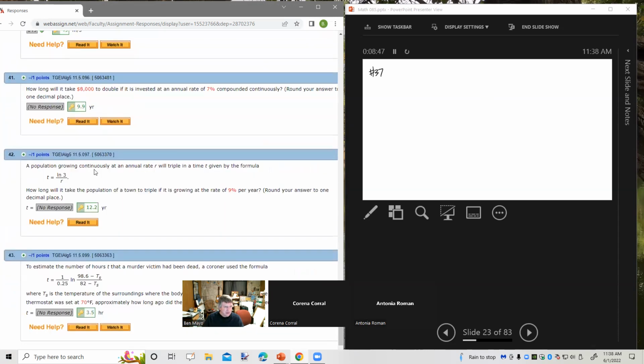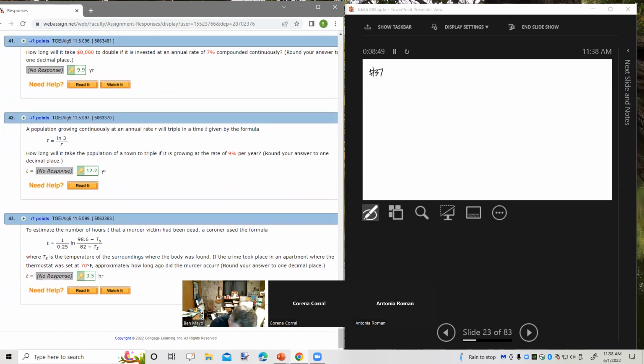All right, 41. How long will it take $8,000 to double if it is invested at an annual rate of 7% compounded continuously? Round your answer to 1 decimal place. Okay, so the principal is $8,000. The annual rate is 7%, compounded continuously, and we want it to double.